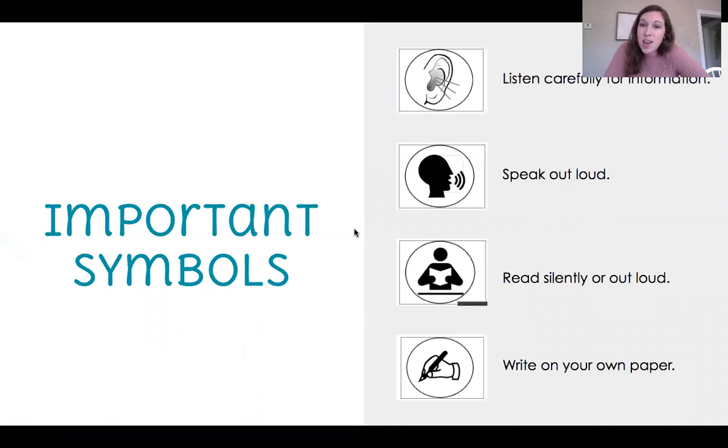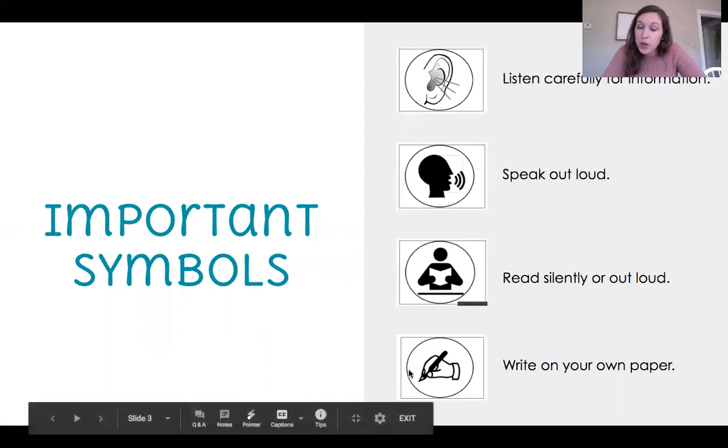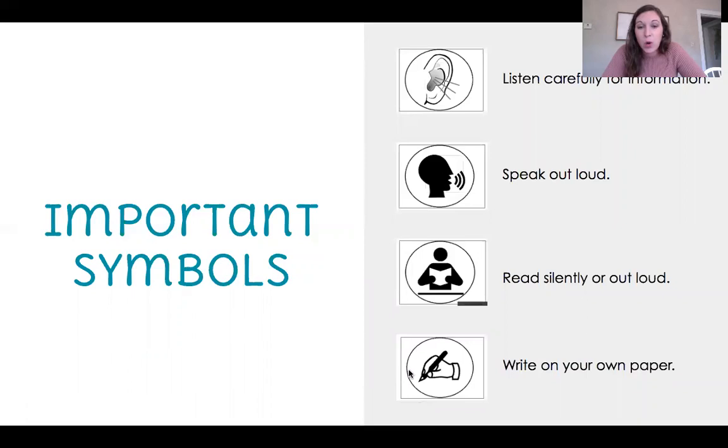As we learn today, you will see different symbols. If you see this symbol, listen carefully. If you see this symbol, you are going to speak out loud. If you see this symbol, you're going to read either silently or you might read out loud with me. If you see this symbol, you are going to write on your own piece of paper.